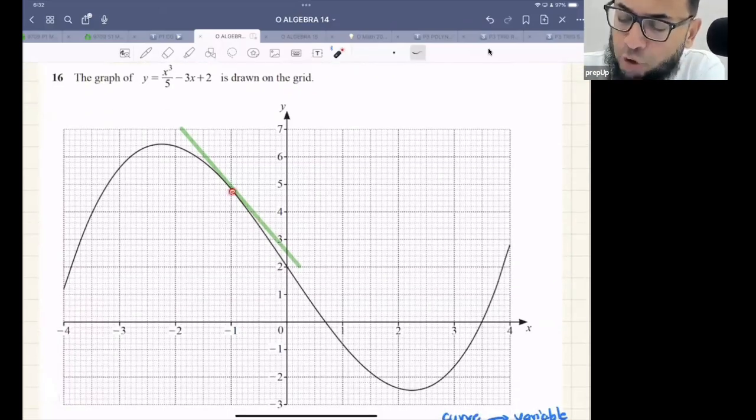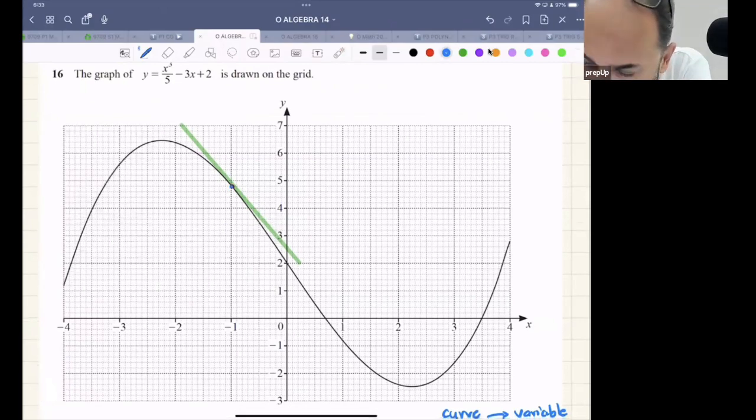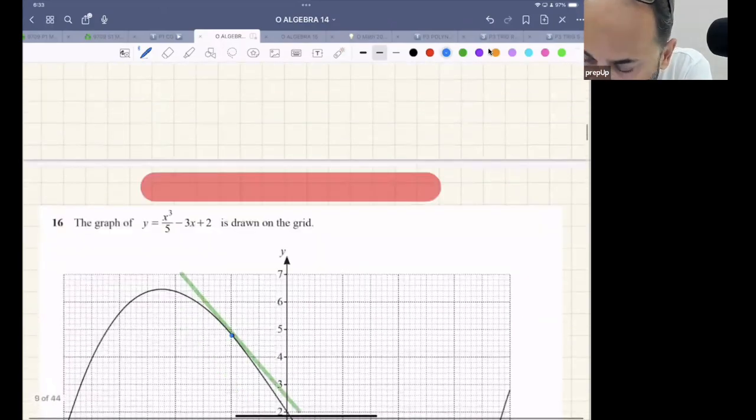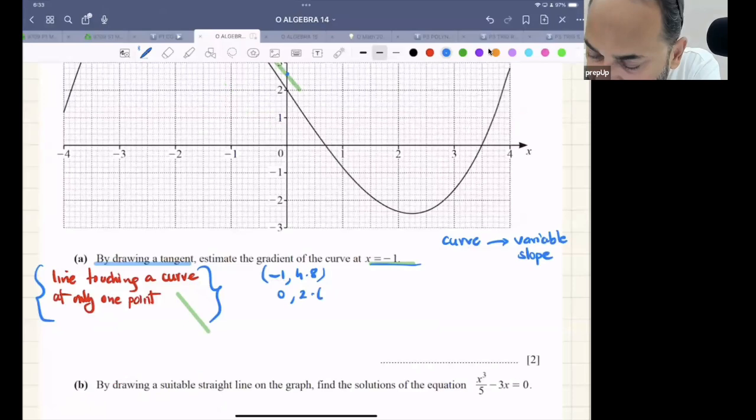Now let's take any 2 points on this line. So let me choose the point. I think this is -1 and this is 4.8. So -1 and 4.8, that is 1 point. And the other point is 0, 2.6. So 0, 2.6, that is the other point. Is this all good?